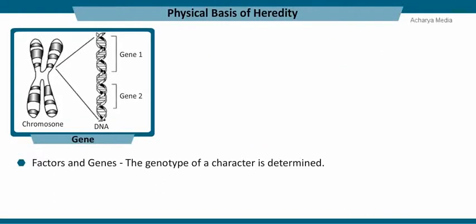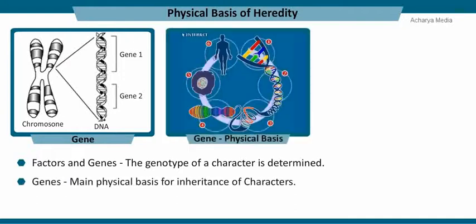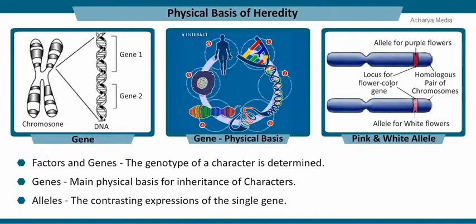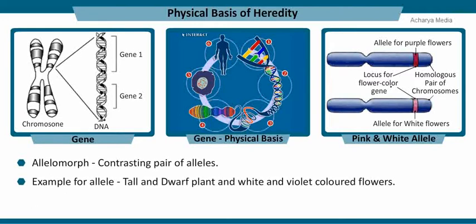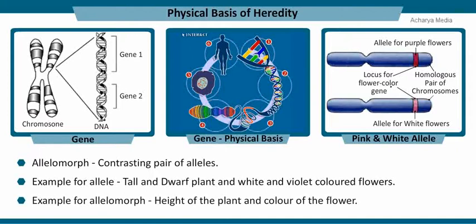The genotype of a character is determined by factors later called as genes. Genes are the main physical basis for inheritance of characters. The contrasting expressions of the single gene are called alleles. Contrasting pair of alleles forms an allelomorph. Tall and dwarf plant and white and violet colored flowers are alleles. Height of the plant and color of the flower is an allelomorph.